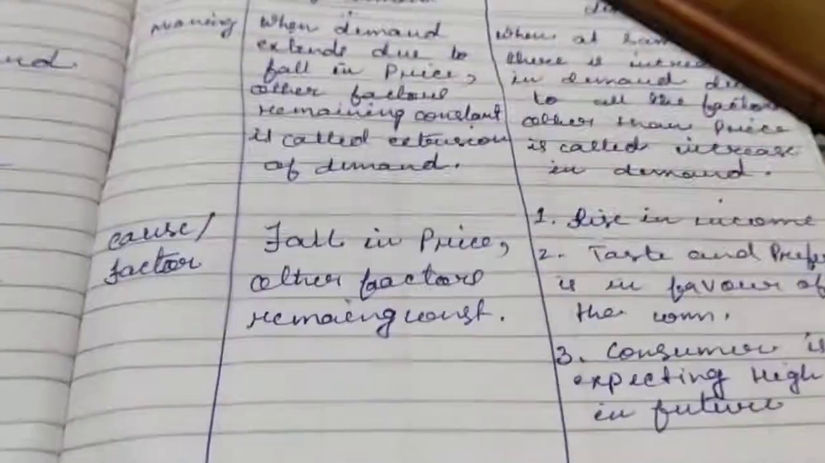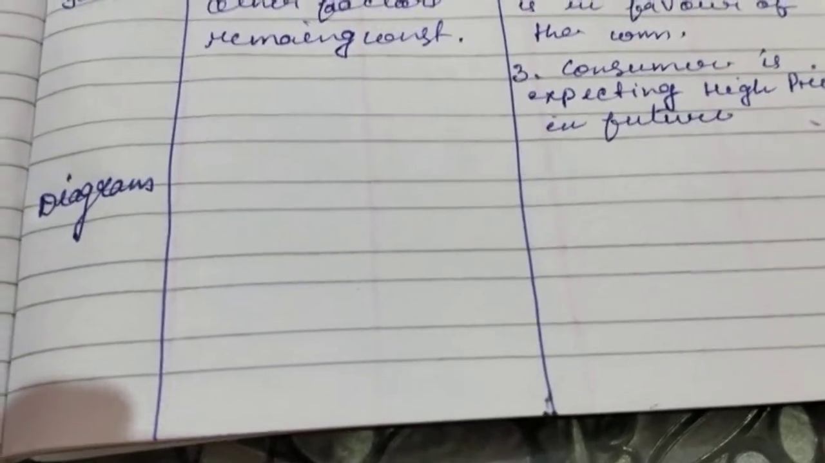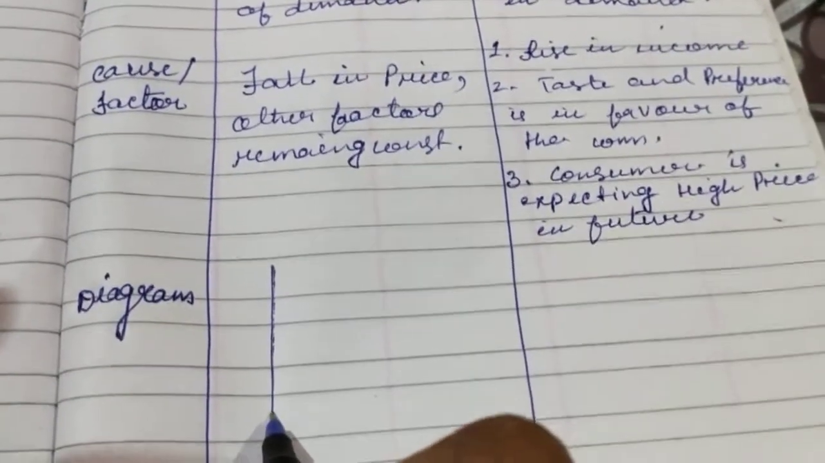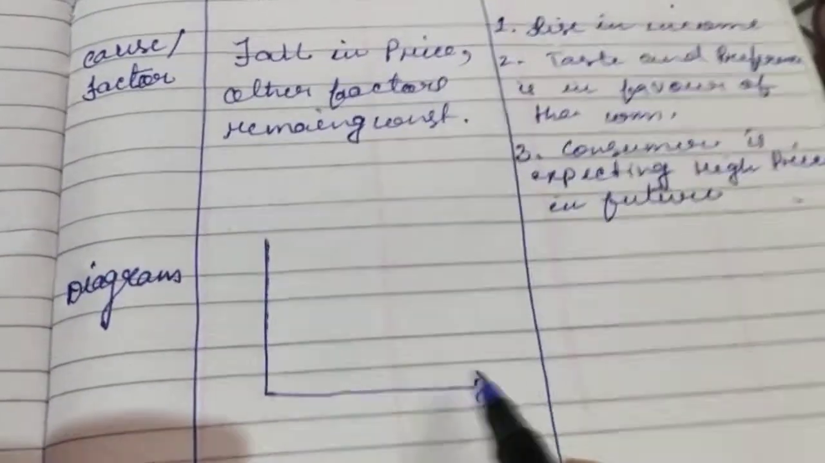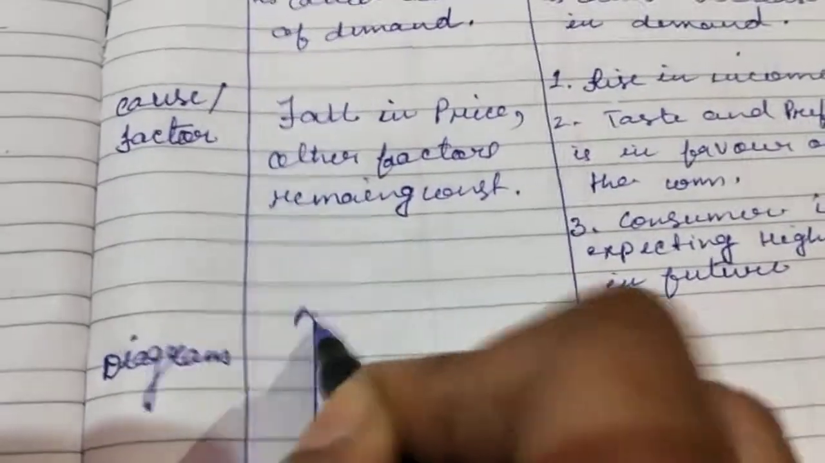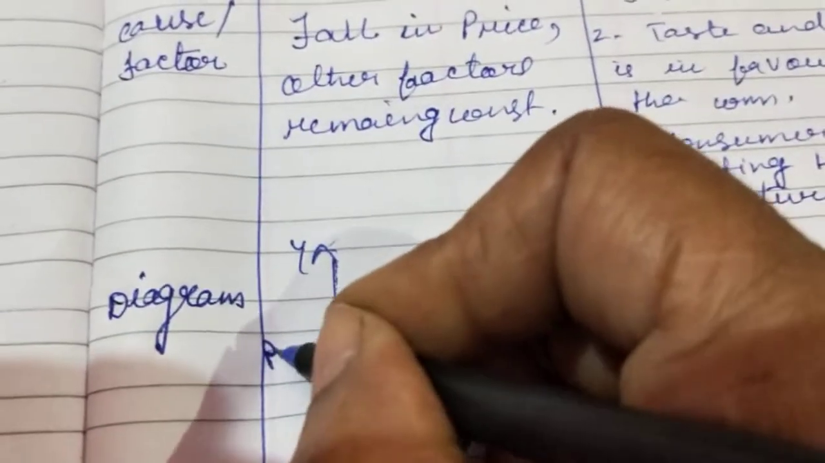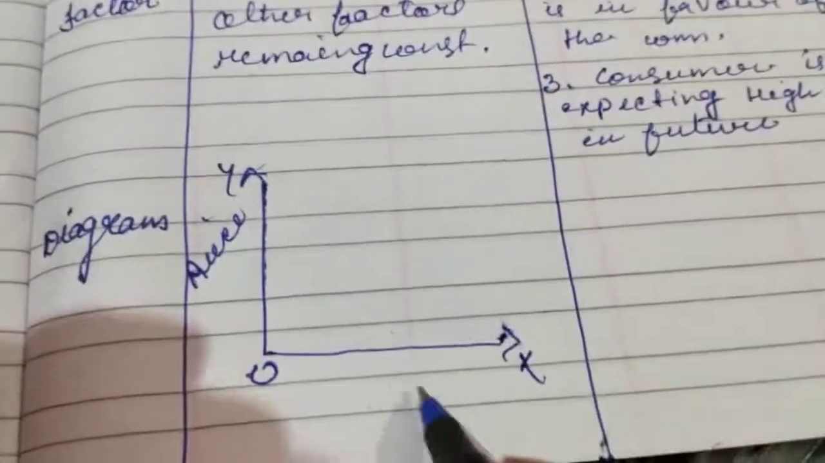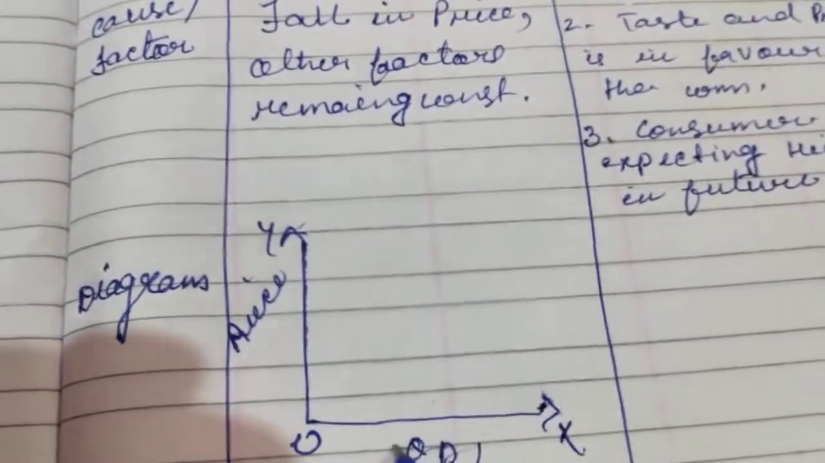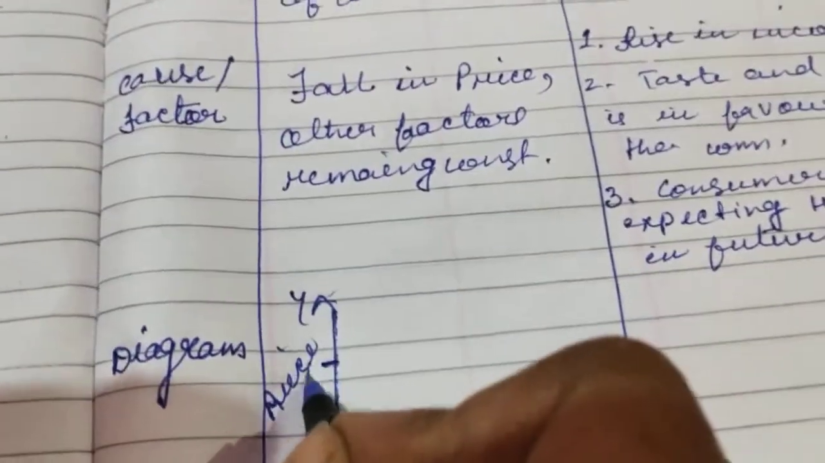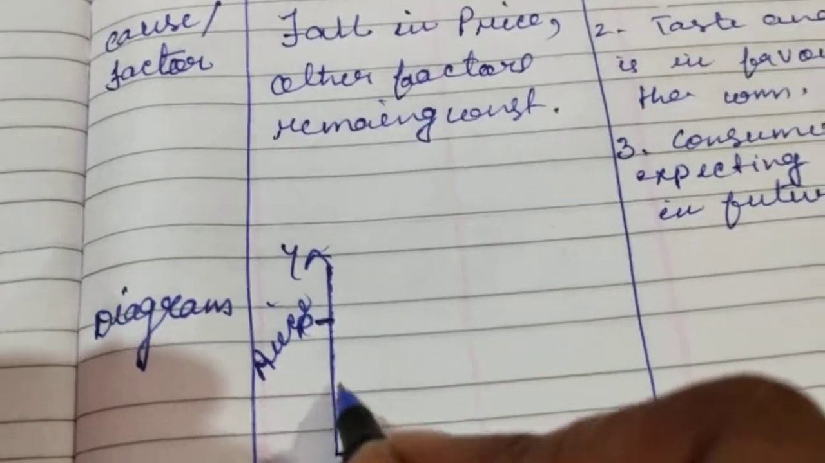Now in the diagram, first we'll draw the diagram of extension of demand. This you have to understand. This we will not draw with the help of a schedule. We'll draw an imaginary diagram. Now see, this side Y, this side X-axis. So here we always show price, and here we show quantity demanded. Now in case of extension of demand, what happened? Price falls. So first price I have taken here P.